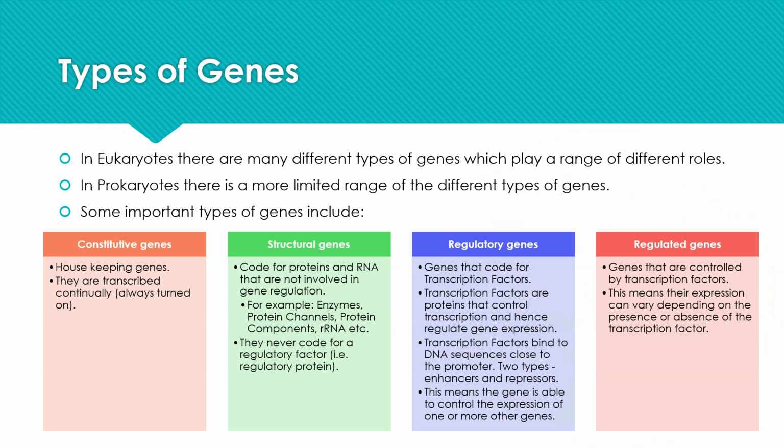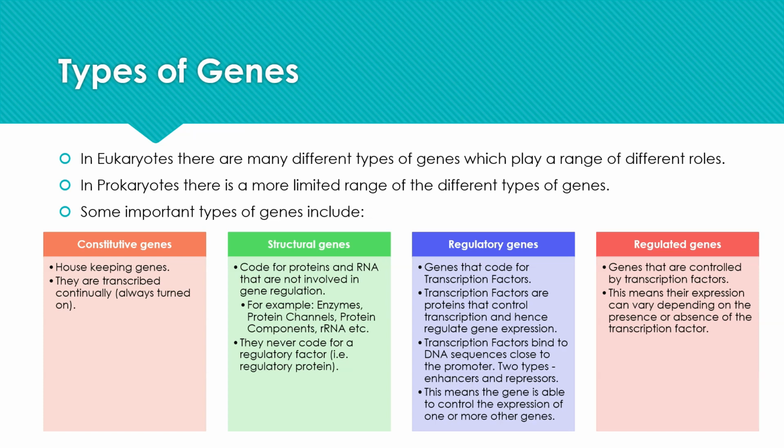Now, we've mentioned types of genes before. I just want to come back to this because it's really important to be clear on the different types of genes, particularly structural genes and regulatory genes. There's a whole range of different genes out there based on what they might make or what they do and how they interact with other things. In eukaryotes, there's lots and lots of these different types of genes that play lots and lots of different roles. Prokaryotes are much simpler organisms, so they have a much more limited range in terms of the types of genes they have. So now, some of the key types of genes, we've got 4 listed here.